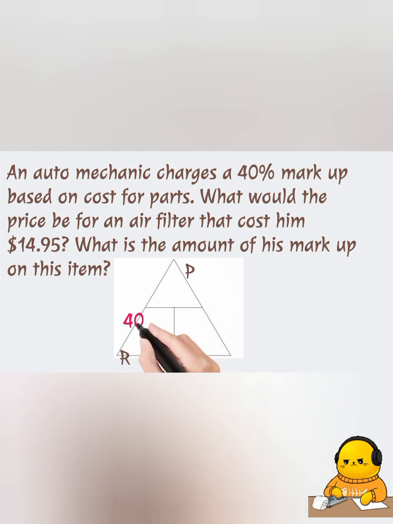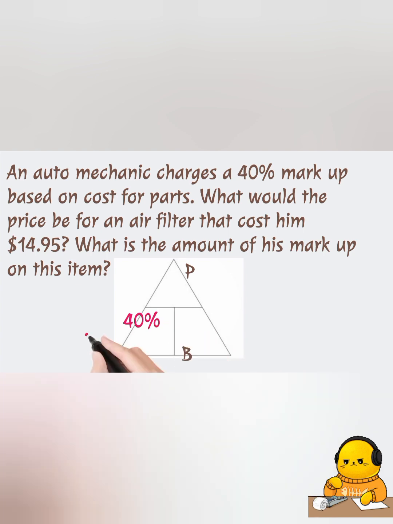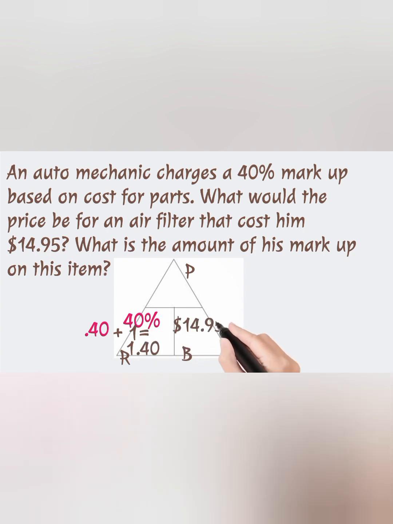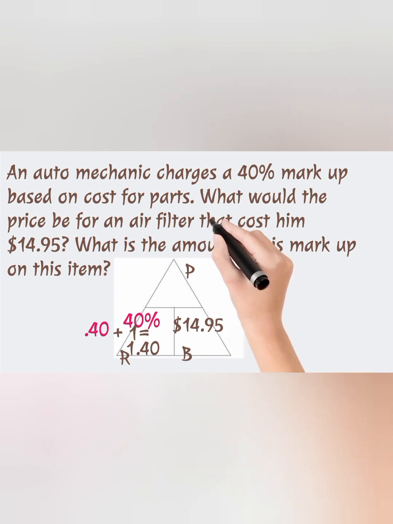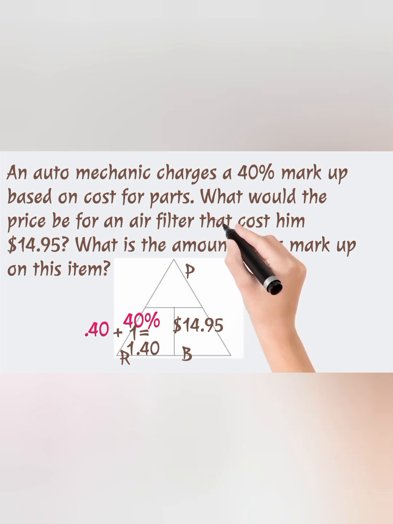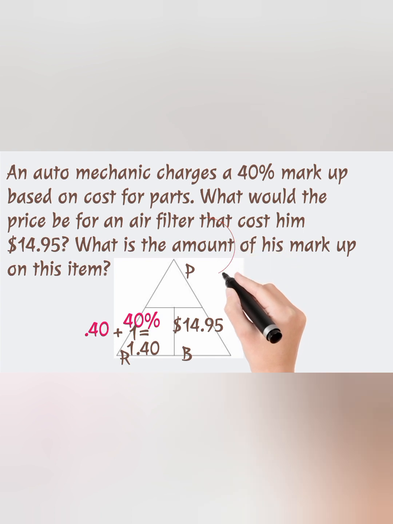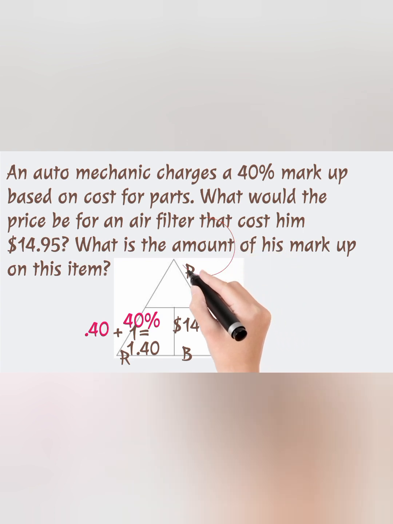Also remember that the percent sign is our rate, and we will put it here. Since it is markup, it is plus 1. We will make it into decimal form, and then we add plus 1. So 0.40 plus 1 equals 1.40. From the word problem, what would the price be for an air filter that cost him $14.95? So obviously, the base is $14.95, so we'll put it here.